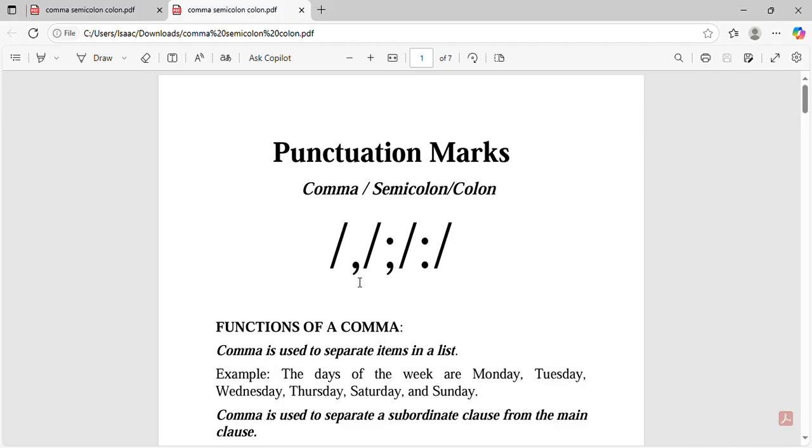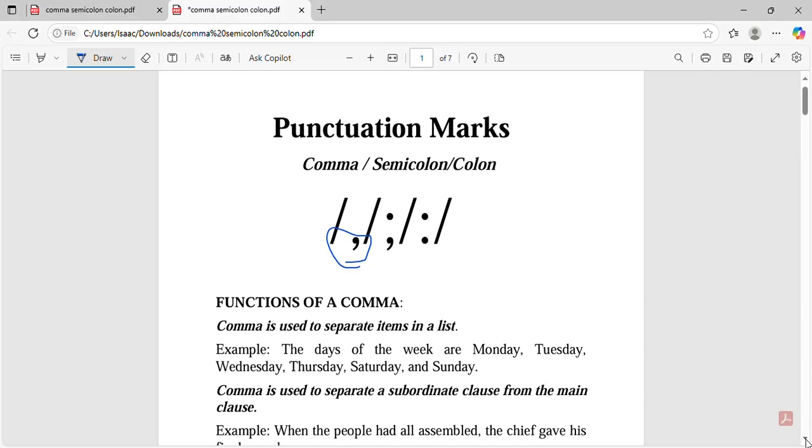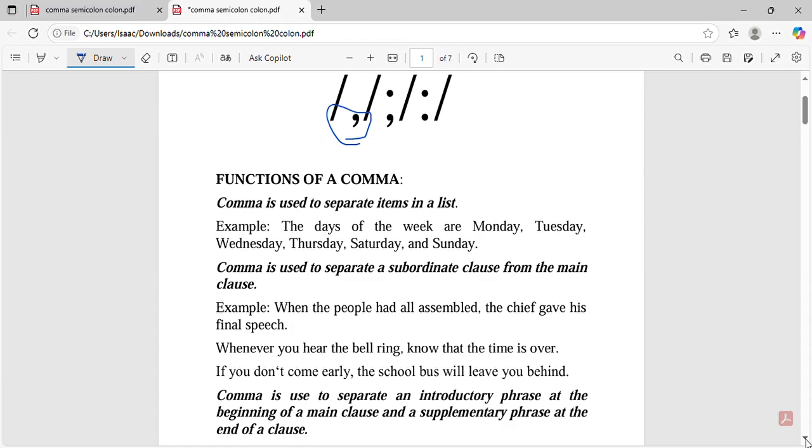So you can see here the sign of the comma. This is a comma here. And the comma is one of the most commonly used punctuation marks in writing, actually. So what are the functions of this comma? One, a comma is used to separate items in a list. I think this is the function that many people know. If you have a list of items, you use a comma to separate these items in a list.